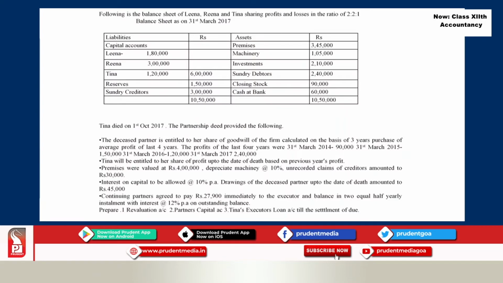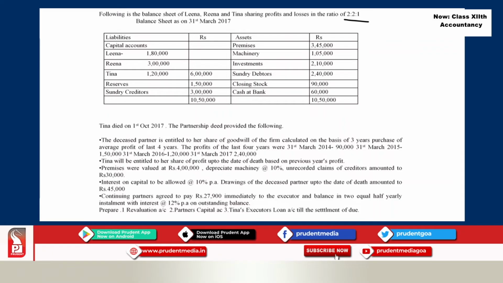Following is the balance sheet of Lina, Rina and Tina sharing profits and losses in the ratio of 2:2:1. So here you are given which ratio? You are given the old ratio. Balance sheet is given. Liability side you have capital accounts, reserves, sundry creditors. Asset side you have premises, machinery, investment, sundry debtors, closing stock, cash at bank, right? Let us see the adjustments. Tina died on 1st October.